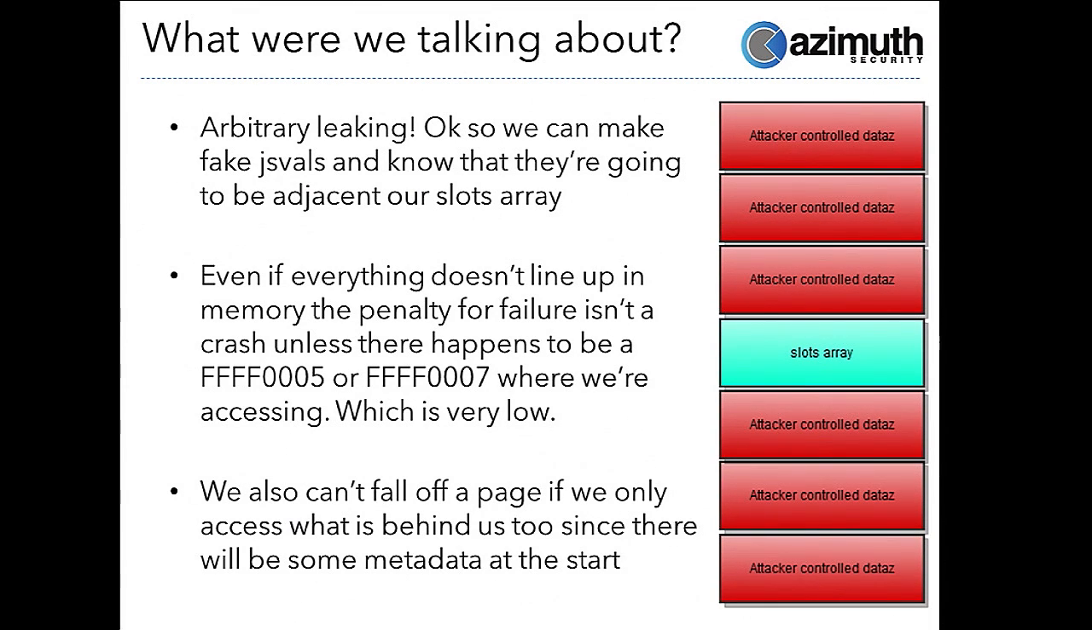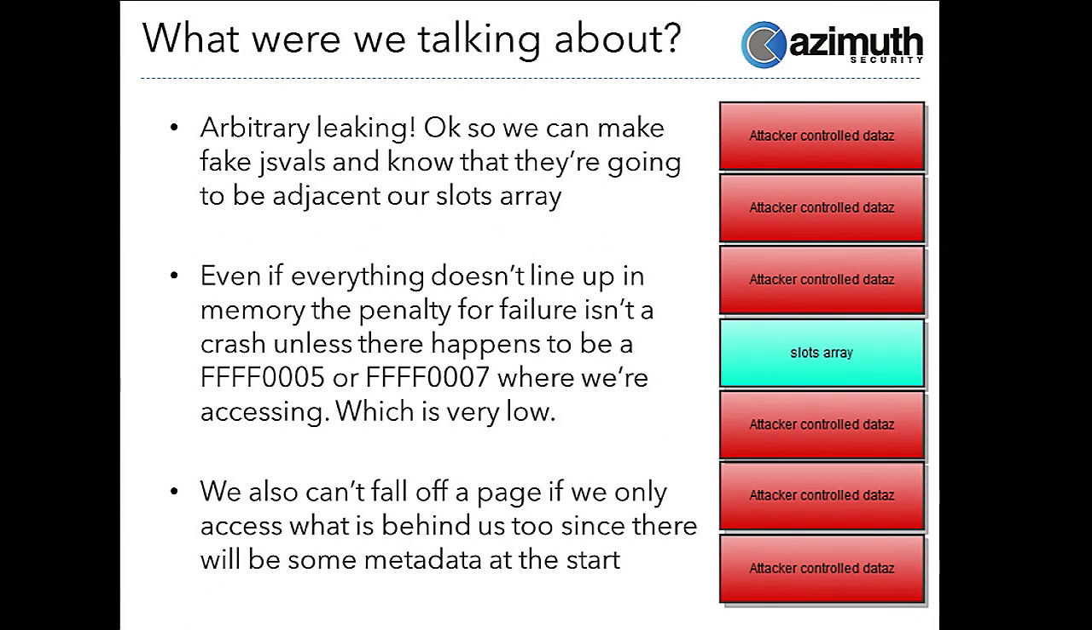So what are we talking about? We can make these fake JS vals really easily by just allocating stuff one after another, and it's literally that simple. What's good about this particular vulnerability is that the penalty for failure is really low. If, instead of having our attacker-controlled data, the Sydney Morning Herald put in some Lady Gaga article that just happens to be the same size, and it slots in here, and we're trying to trigger our vulnerability, and we reference outside it into what we think is our attacker-controlled data, and we access it.